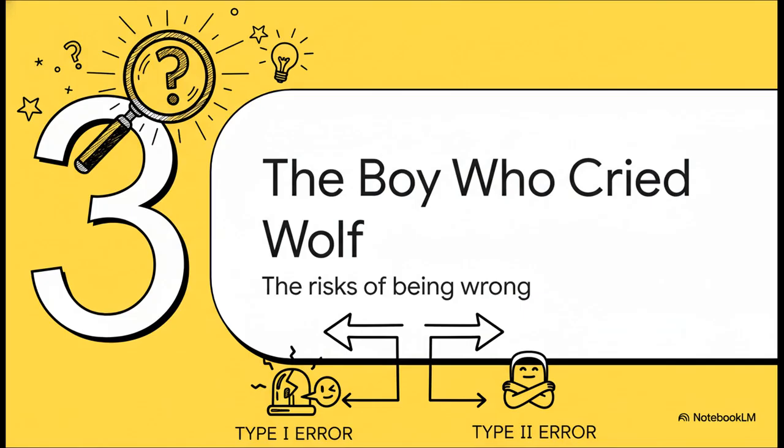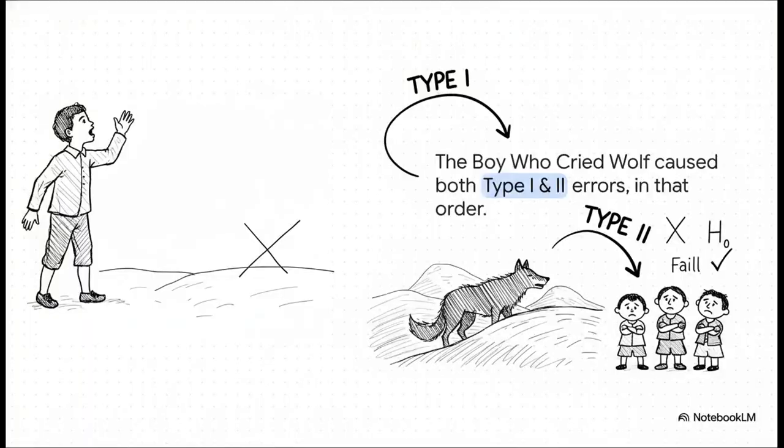Okay, but before we even look at a single piece of data, good detective work means we have to think about what happens if we get it wrong. And in statistics, there are two big ways we can mess up the verdict. The old story of the boy who cried wolf is actually a perfect way to think about this. When the boy yells wolf and there's no wolf, that's what we call a type 1 error. It's a false alarm. But later, when the wolf is real and nobody listens, that's a type 2 error, a missed danger. In any test we run, we're risking one of those two mistakes.